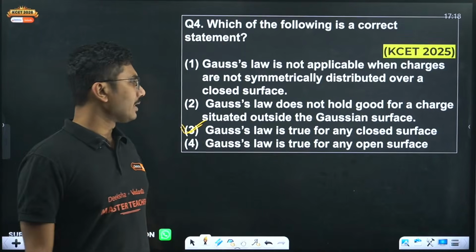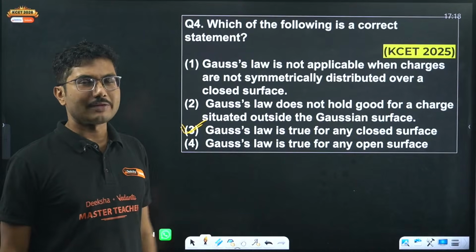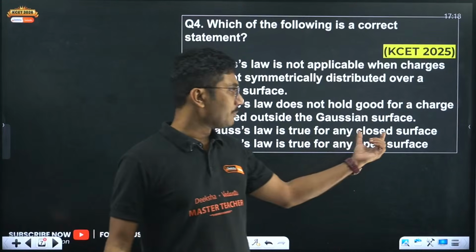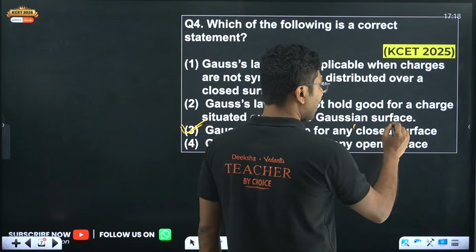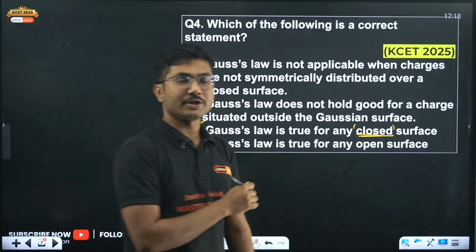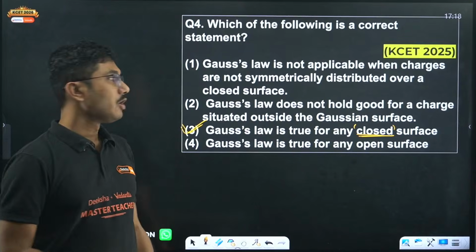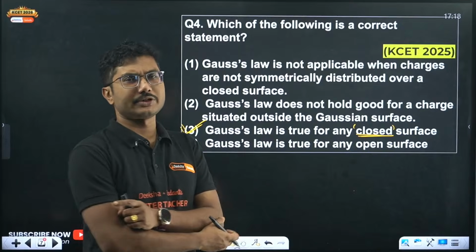In one of the years, the question option was given as Gauss's law is valid for any surface. So they have not mentioned closed. Remember, this is very important. You cannot ignore this term. If closed is not mentioned, Gauss's law is not valid. Gauss's law is applicable only for a closed surface.